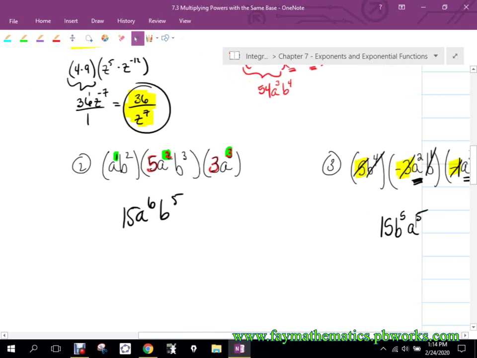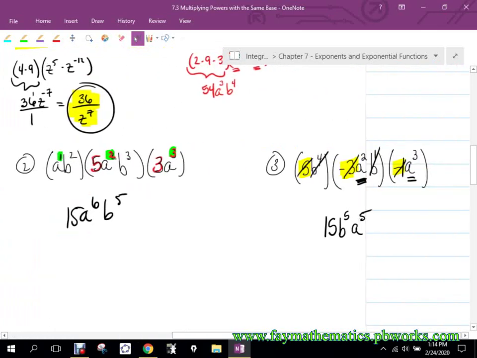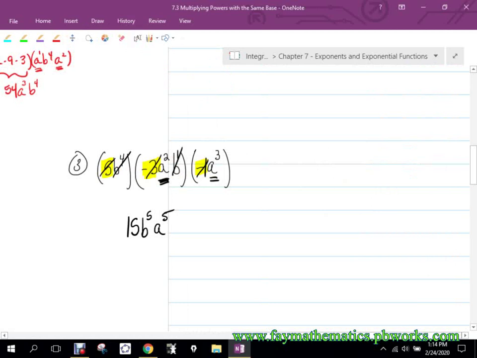Okay. Wait, hold on. What if I do this? What if we go, let's do this extra one here real quick. Let's go 3A to the negative 7th B squared times 4A to the 3rd B to the negative 6th.